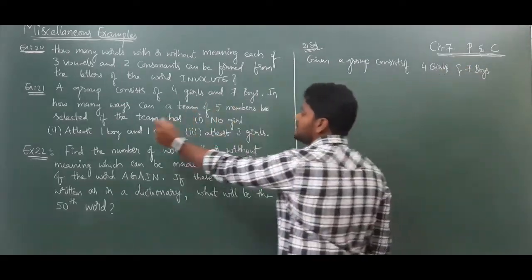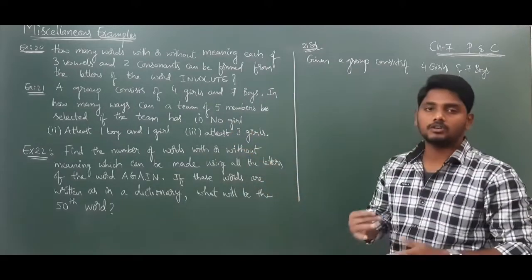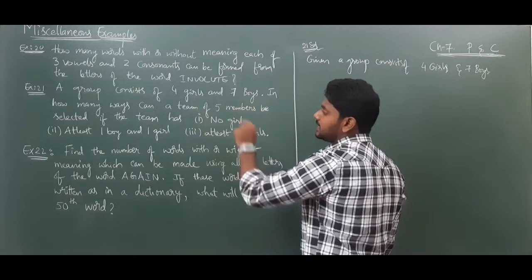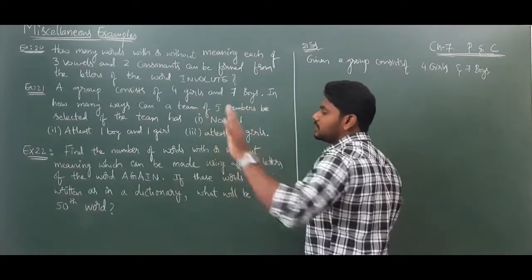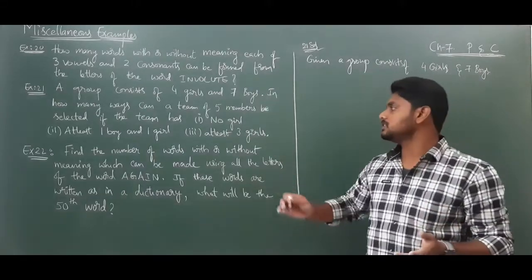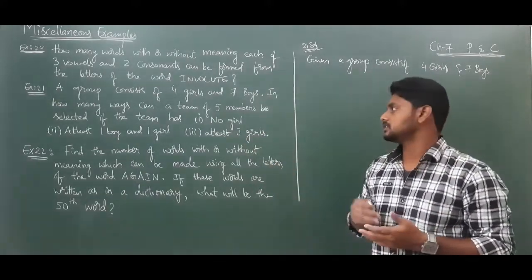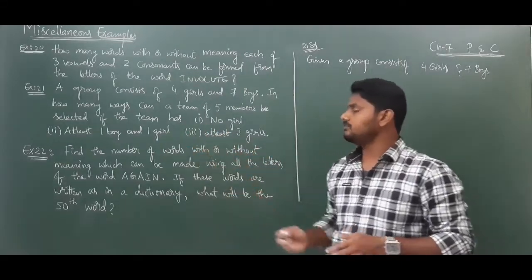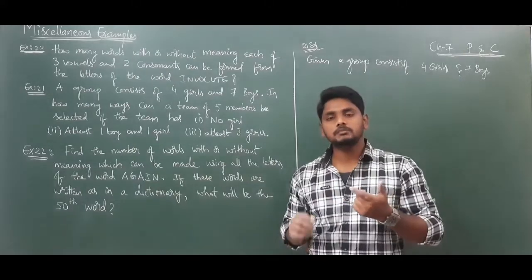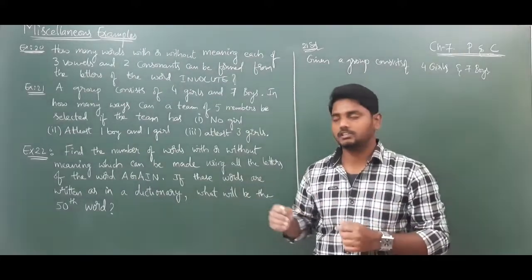Now, in how many ways can a team, this is nothing but combinations, of 5 members be selected if the team has no girl? If a team has no girl, it means in that 5 member team, girls should not be there. That means we need to select all boys only. Next, at least 1 boy, 1 girl. At least 1 boy, 1 girl means in that 5 member team, at least 1 boy and 1 girl should be there. So there will be several cases in that, which I will explain.